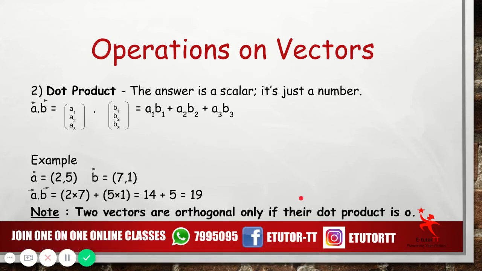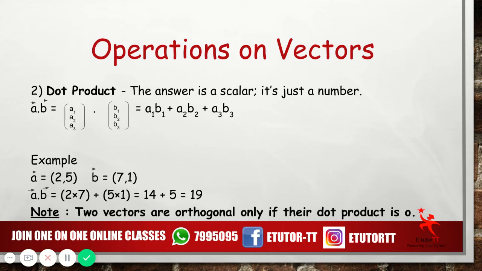Second method is dot product. The answer is always going to be scalar for a dot product, which means it's just going to be a number. So the dot product of A times B is equal to everything that's in A, which is A1, A2, A3, dot everything that's in B, which is B1, B2, B3. And that is equal to A1 B1 plus A2 B2 plus A3 B3.